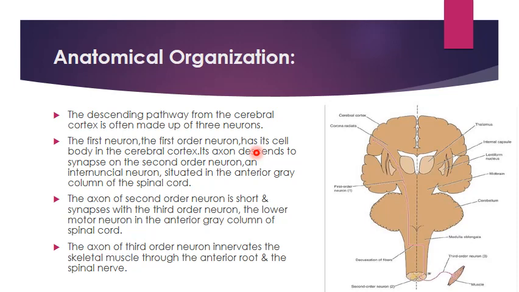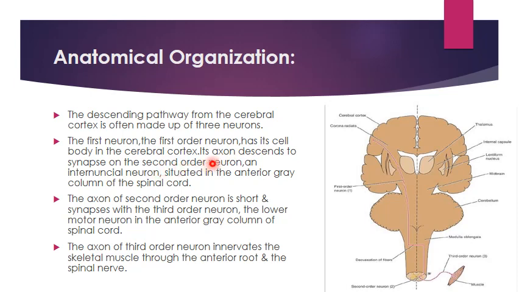The descending tract is basically a pathway that conveys message from the cerebral cortex to the effector organs. This pathway is often made up of three neurons: first, second and third order neurons, as you already studied in the ascending tracts. The first neuron is called the first order neuron, has its cell body in the cerebral cortex.